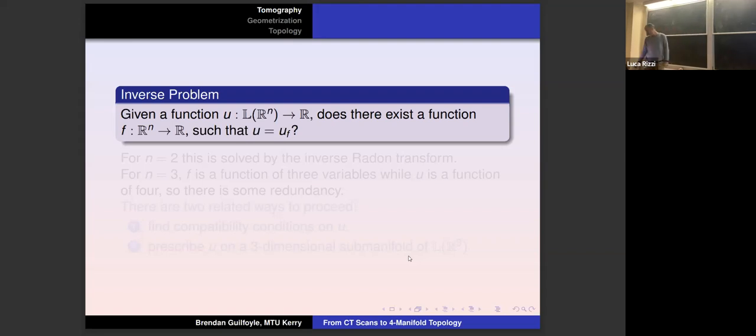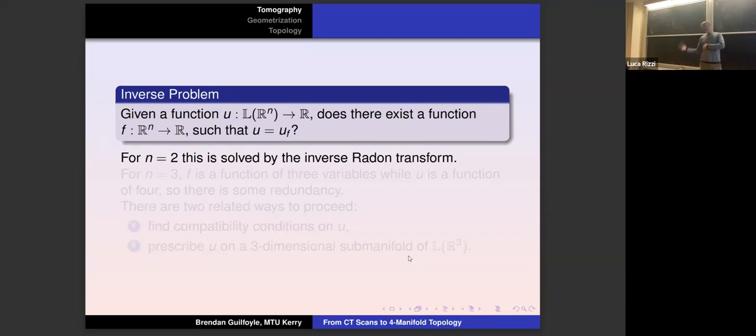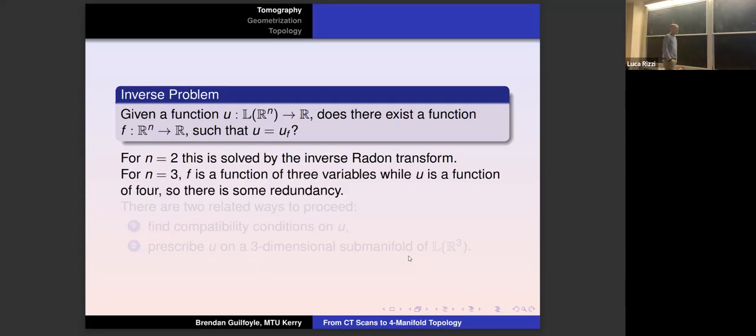And the answer is, well, it depends on the dimension. For n equal to 2, the space of oriented lines is also 2-dimensional, so you can expect to reconstruct the function directly from its integral over all lines in the plane. This is what's called the Radon transform, and the inverse Radon transform, reconstructing the function from its integrals over all lines in the plane. Now the case we're going to be looking at is R3. Your function in R3 is a function of 3 variables, but your space of oriented lines is now 4-dimensional. So there's a redundancy.